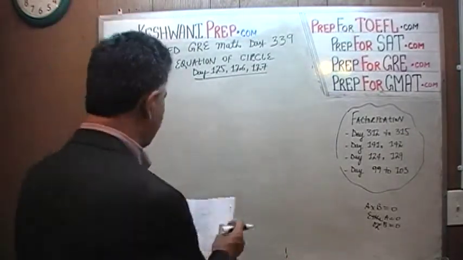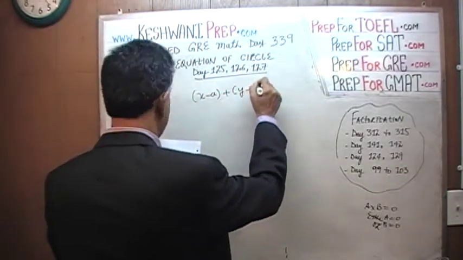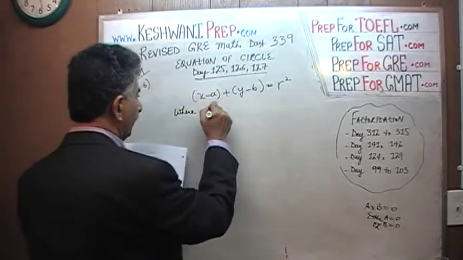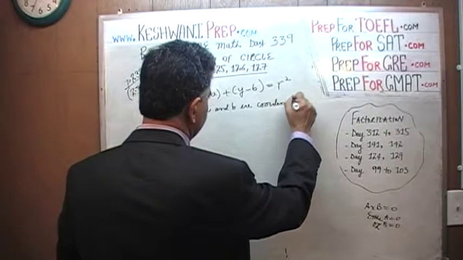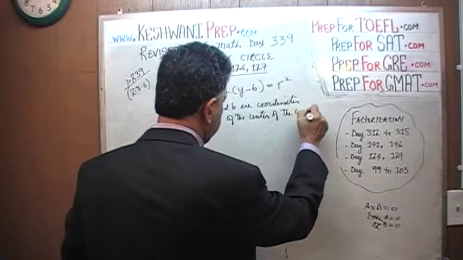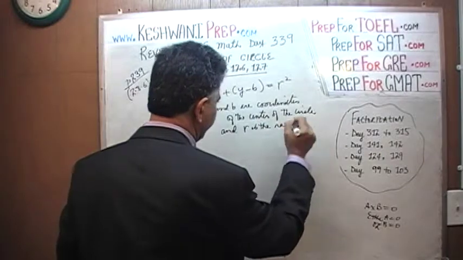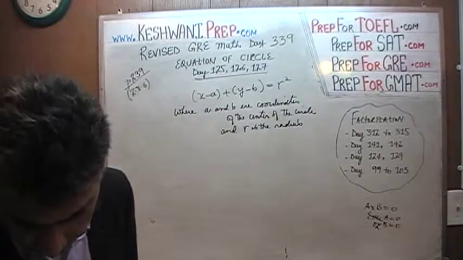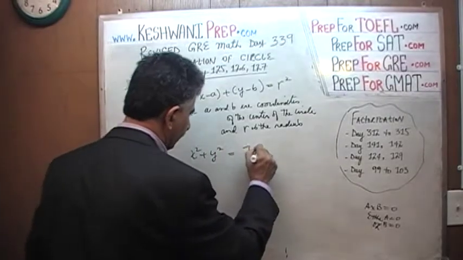Here's what it is. The equation of a circle is (x - a)² + (y - b)² = r², where a and b are the coordinates of the center of the circle, and r is the radius. Here we are given two equations. The first equation that is given to us is x squared plus y squared. X squared plus y squared, we are told, is 100.